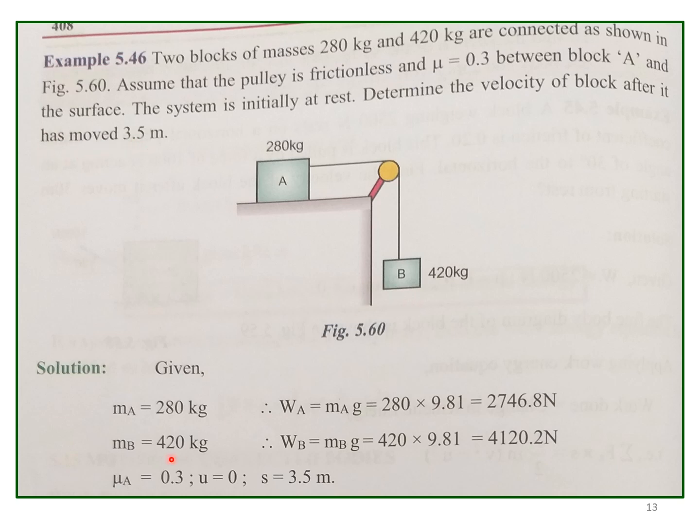First let us calculate the weight of each block. It is given in kgs. So the block A weight is 280 into 9.81, so you are getting this value in Newton. Similarly for block B, 420 into 9.81, so therefore you are getting 4120 Newton. And u is equal to 0. The distance moved is 3.5 meters. And the coefficient of friction of block A is given as 0.3.